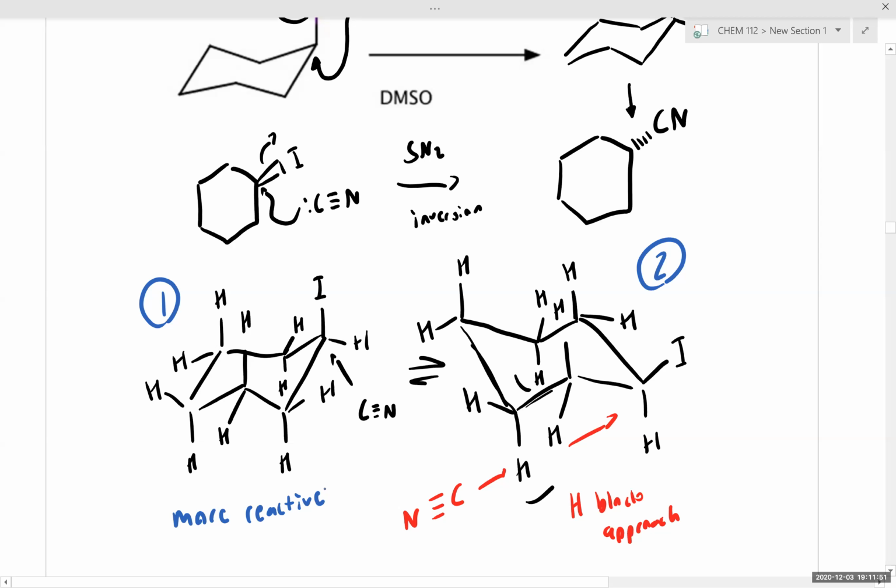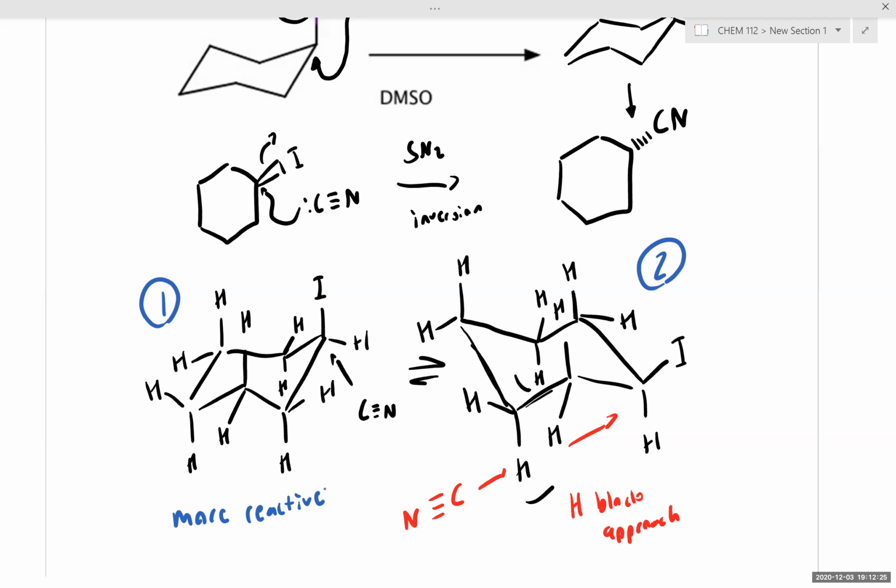Now, when can this be a problem? If your molecule is locked in a non-reactive conformation, you can sometimes see a really slow SN2 reaction for no other reason than your substrate is stuck in a very unreactive conformation. So in this case, only one of our conformations is more reactive, and interestingly, it happens to be the higher energy conformation.